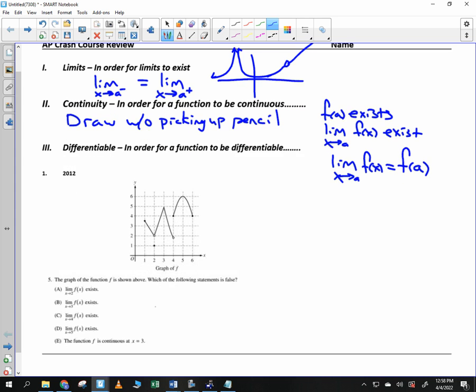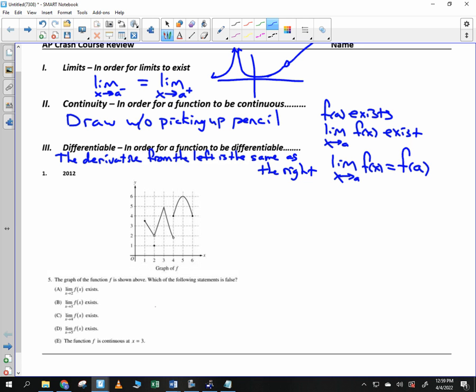And then 3, differentiable. In order for a function to be differentiable, the derivative from the left is the same as the right. So your derivative from the left must be the same as the right.